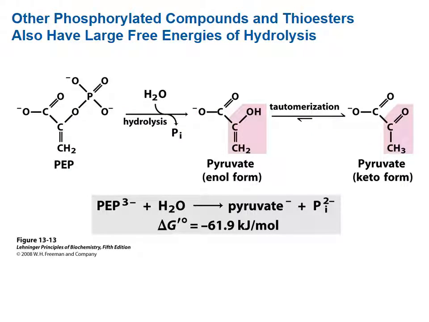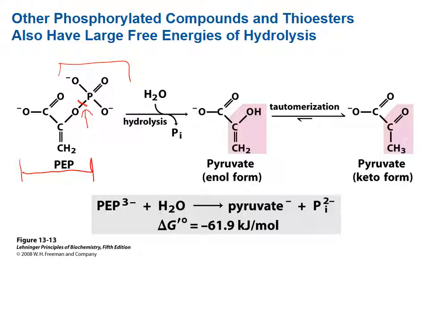Besides ATP, there are other phosphorylated compounds and thioesters that have large free energy change. Let's look at a very interesting example here that has a very, very large standard free energy change of minus 61.9 kilojoules per mole. It's this compound right here, phosphoenolpyruvate, PEP, which has a phosphate group here linked to the pyruvate through an ester bond, which is right there.